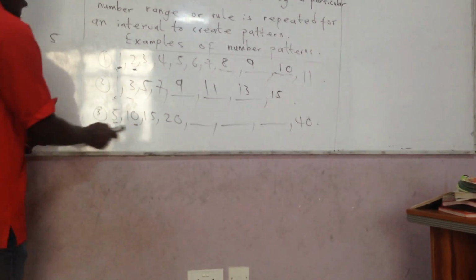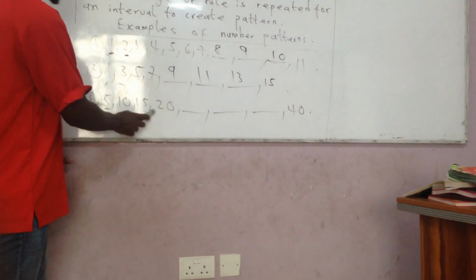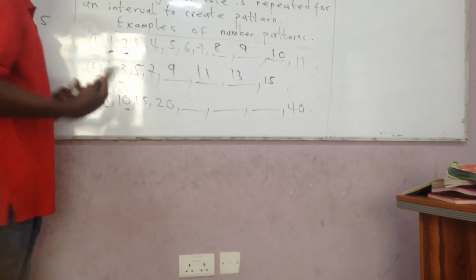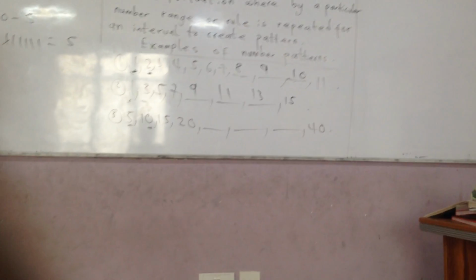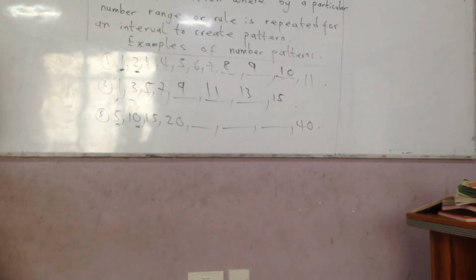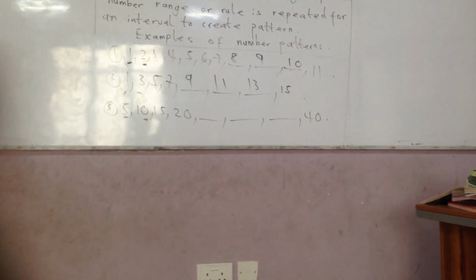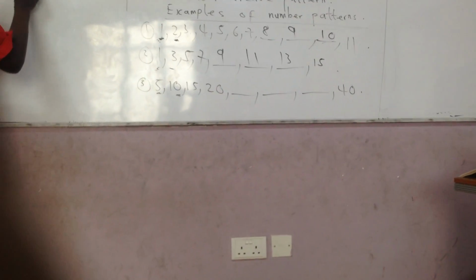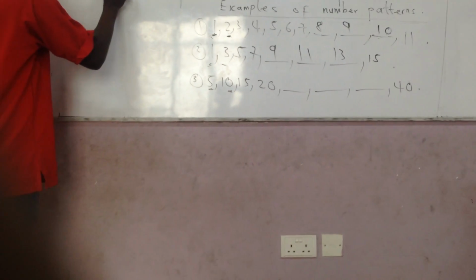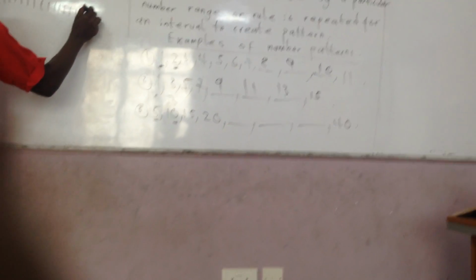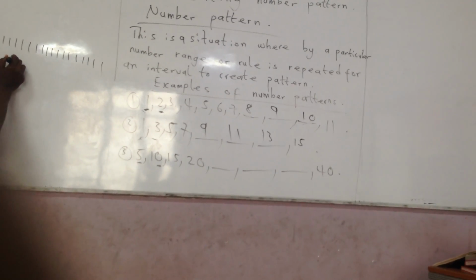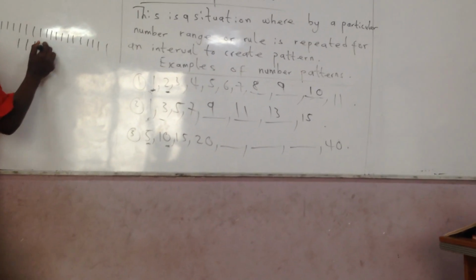So 5 plus 5 is 10. 10 plus 5 is 15. 15 plus 5 is 20. So we have to find the other ones. 20 plus 5. Let's count 20: 1, 2, 3, 4, 5, 6, 7, 8, 9, 10, 11, 12, 13, 14, 15, 16, 17, 18, 19, 20, plus 5. Let's count 5: 1, 2, 3, 4, 5.